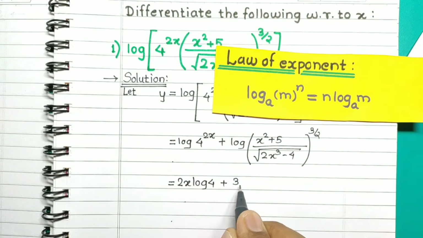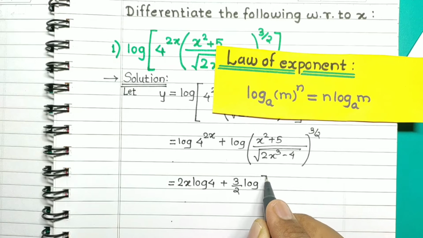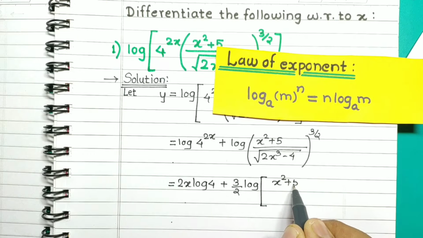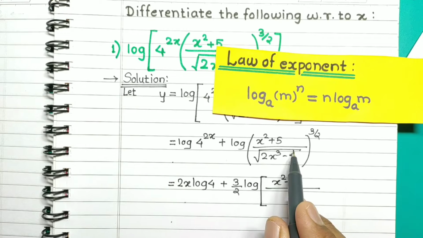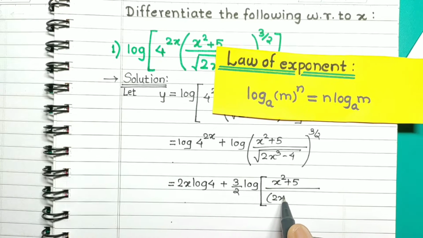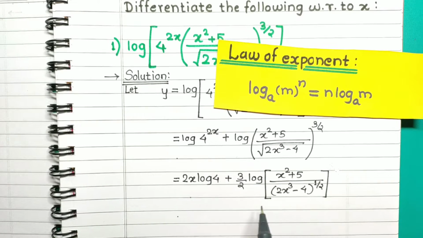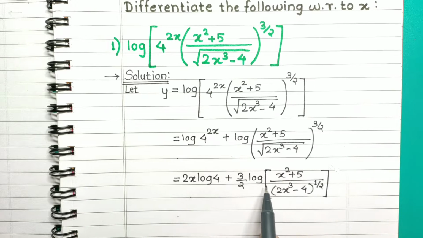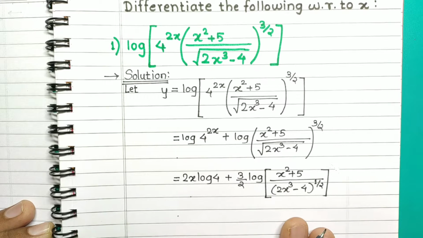plus 3 by 2 into log of this bracket. So let's write this as x square plus 5, and in the denominator I am going to write this root as 2x cube minus 4 raised to half. Students, see here again this logarithmic term contains a quotient. So we can simplify this logarithmic term using the law of quotient.